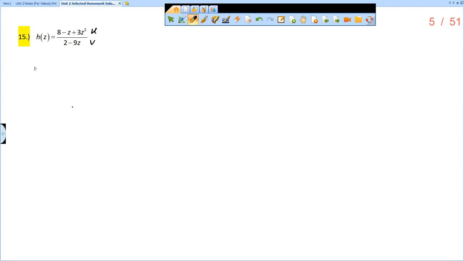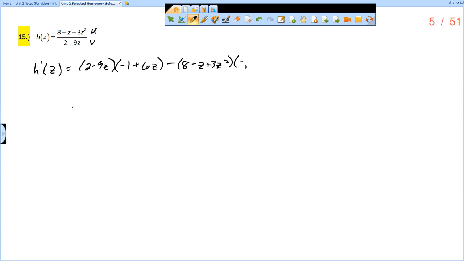So we have u over v. So I'm going to write h prime of z. All right, quotient rule, remember, says take the denominator 2 minus 9z times the derivative of the numerator. So derivative of 8 is 0, minus the derivative of z, which is 1, plus the derivative of 3z squared, which would be 6z, right? Minus the numerator, 8 minus z plus 3z squared, times the derivative of the denominator.